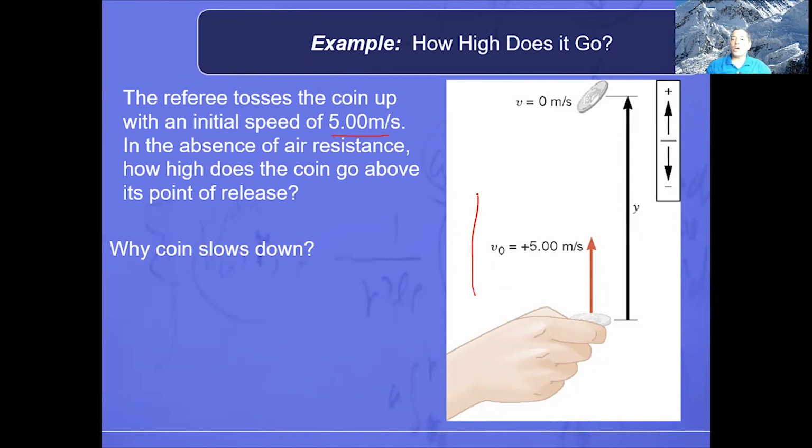Okay, velocity is up. What is the acceleration? Acceleration is down. So velocity and acceleration are in opposite directions. That's why it slows down. This is easy to answer. All right, I did that, right?